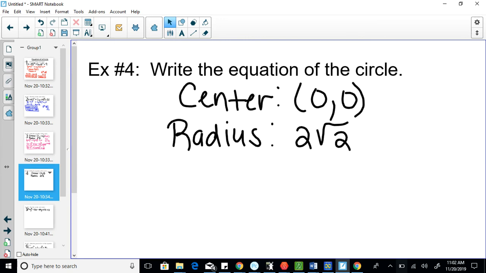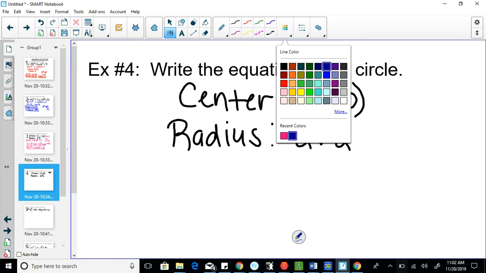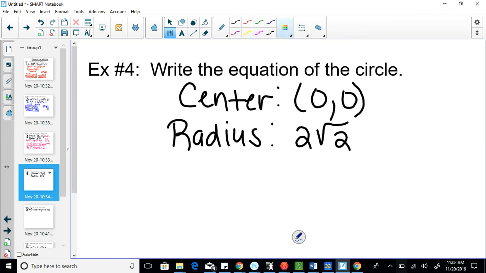Different problem, same way to solve it. I have to find the equation of a circle. This time my center is (0, 0), and my radius is 2 square root of 2. So your h is going to equal 0 and your k equal to 0, because you know your center is (h, k). And your r is your radius, so that is 2 square root of 2.